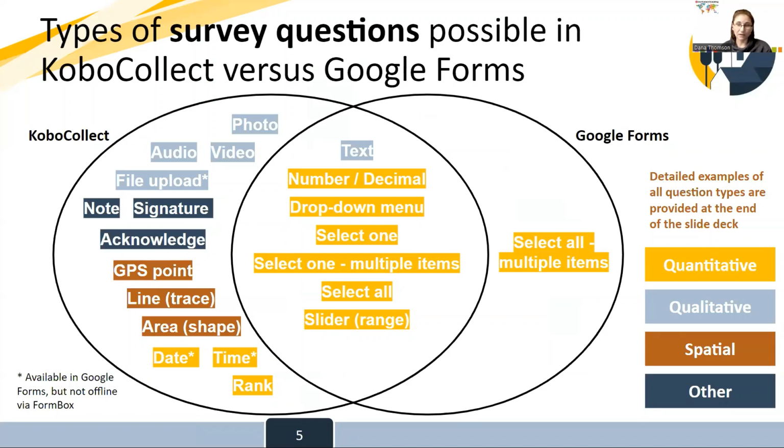And that includes different qualitative, quantitative, spatial, and other types of questions, like being able to collect signatures and acknowledgement tick marks and stuff like this as part of the form. So familiarize yourself with this graph in case people have questions.